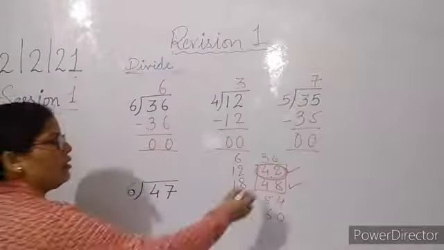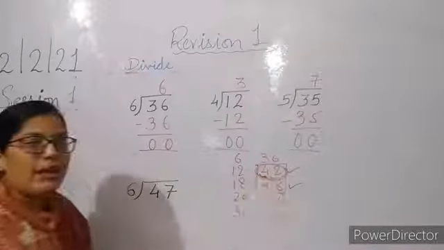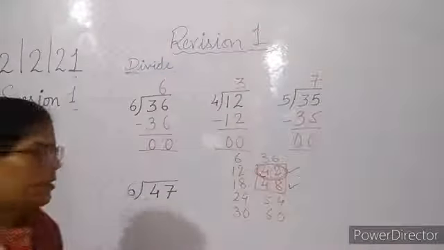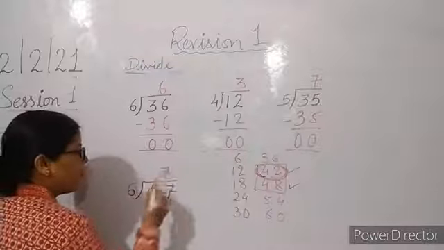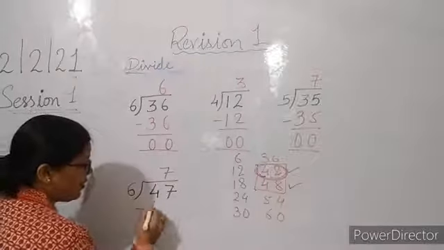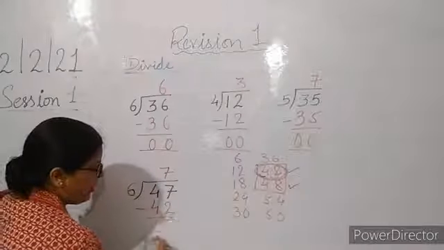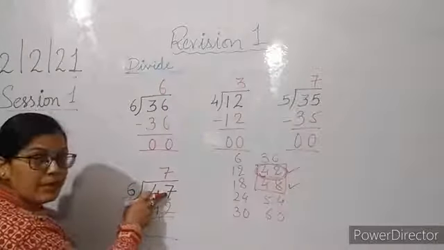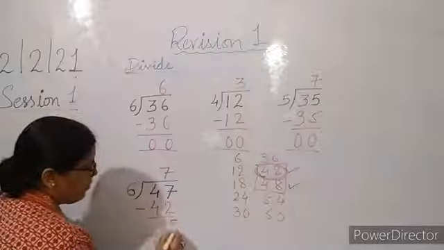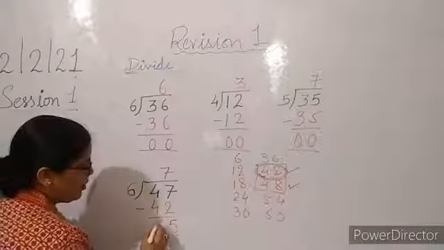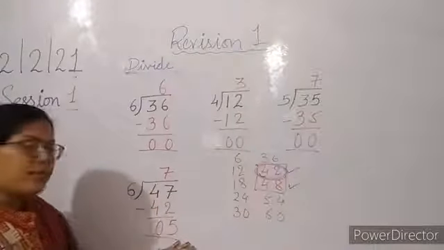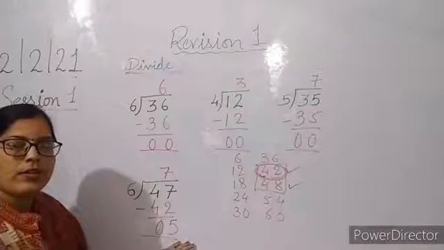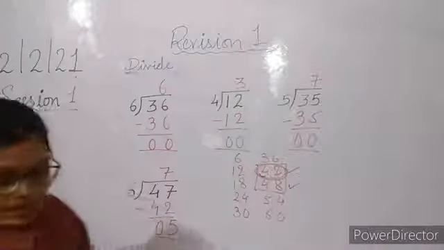So here 42 is by how many times? 6 sevens are 42. So we'll subtract 42 from 47. Now when you subtract, in the first place 7 minus 2 is 5, 4 minus 4 is 0. So what is left here? 5. What is the difference? 5.